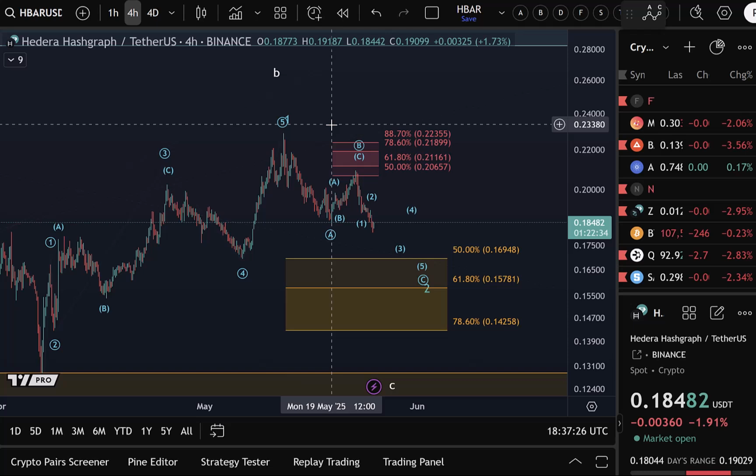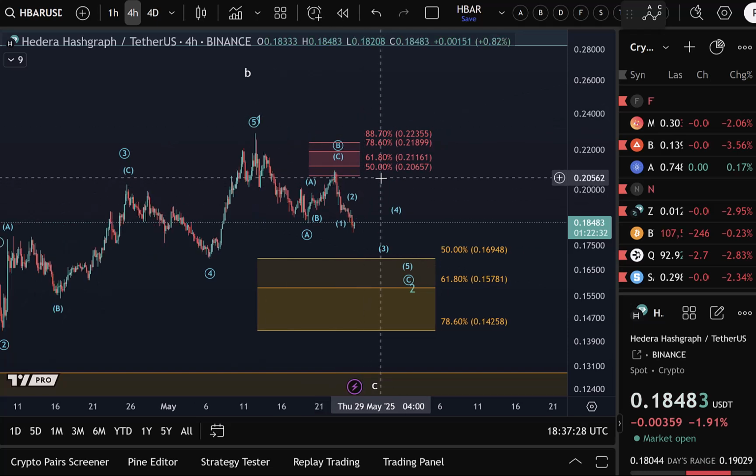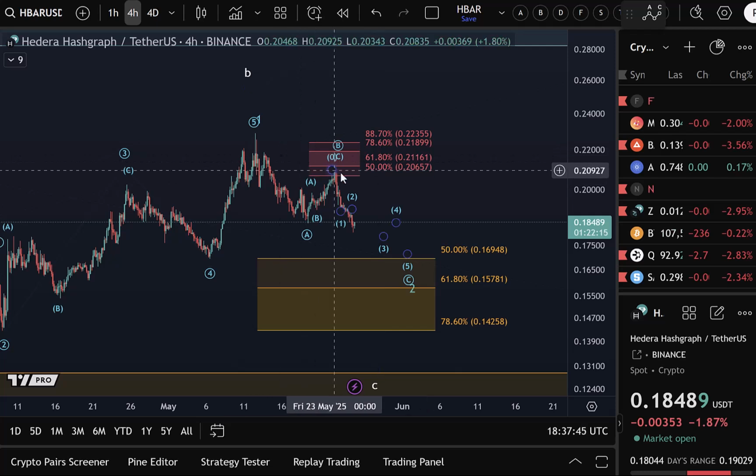Here on the HBAR chart, it was defined between 20.6 cents and 22.3 cents. And the price already got rejected from the very first Fibonacci level, indicating some weakness. I mean, some charts moved a bit higher, but really, a 50% retracement is completely acceptable for a B-wave bounce.